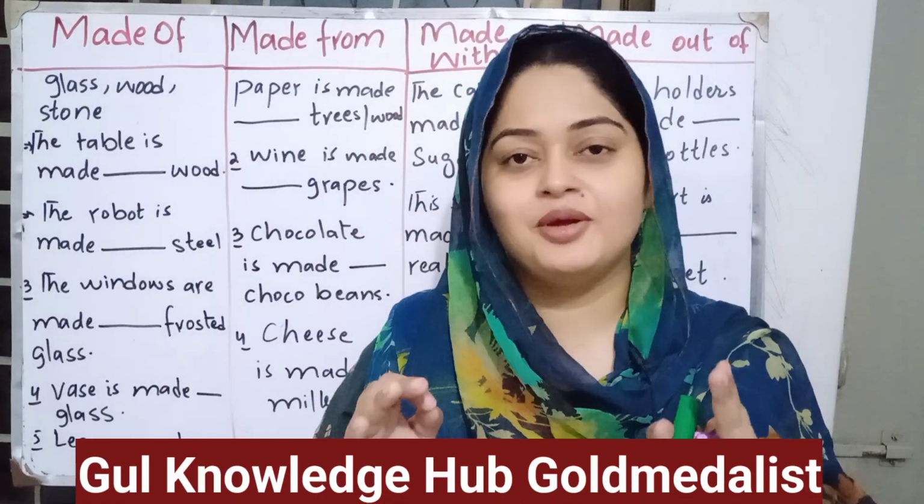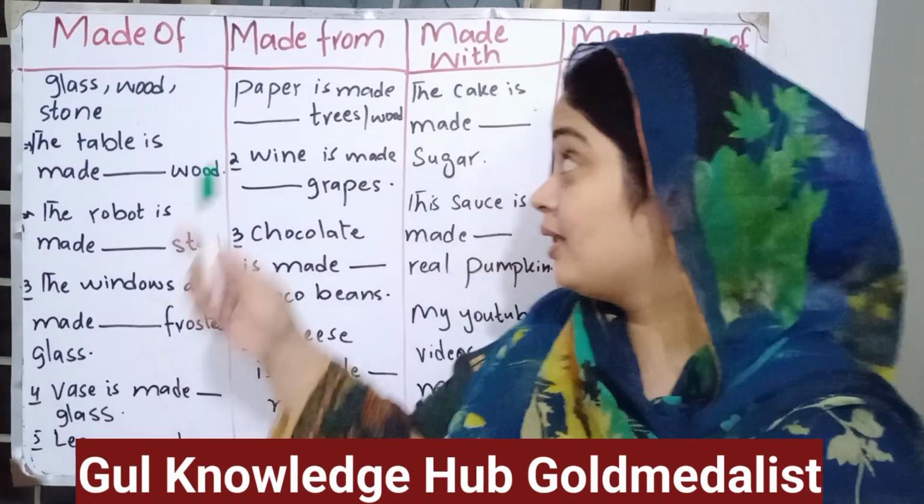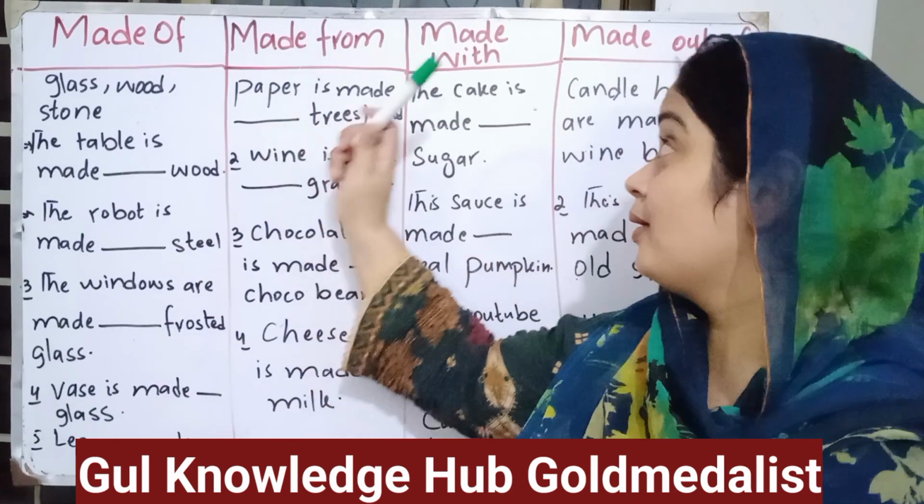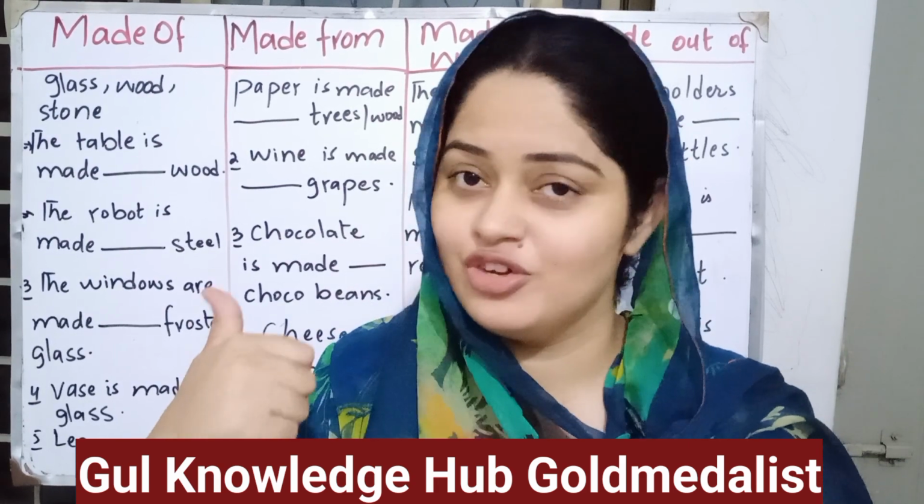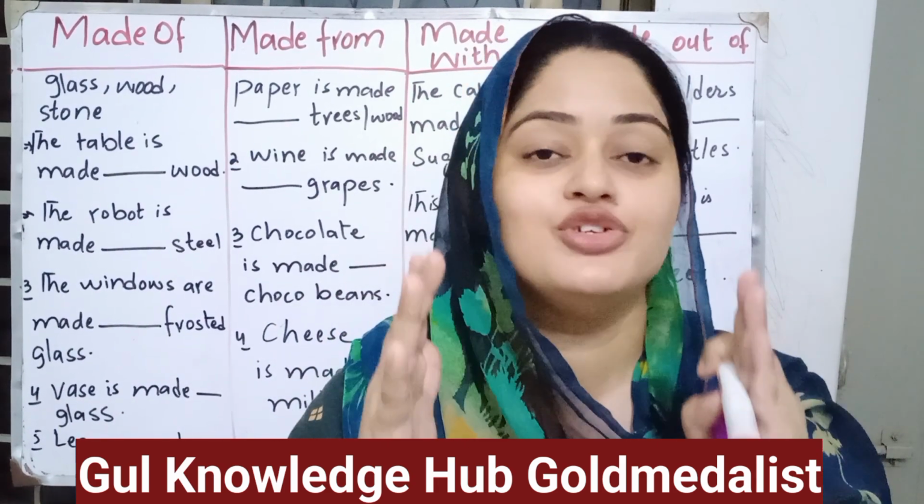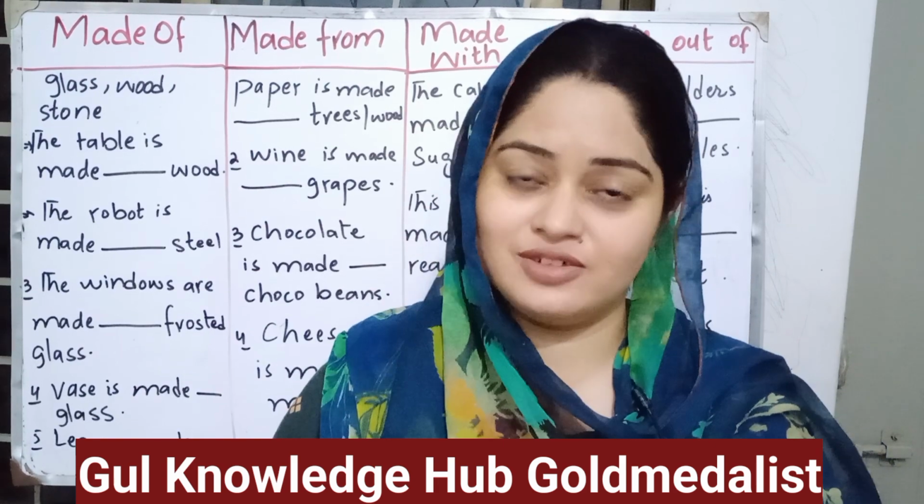Made, made of, made from, made with, or made out of. The very important use of made. Why is it complex? Because of the addition of different prepositions like of, with, from and out of. We are going to simplify where we have to use these phrasal verbs.